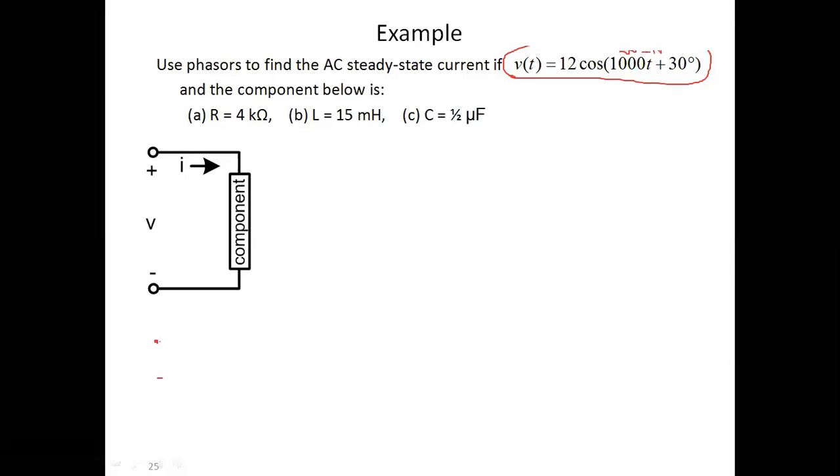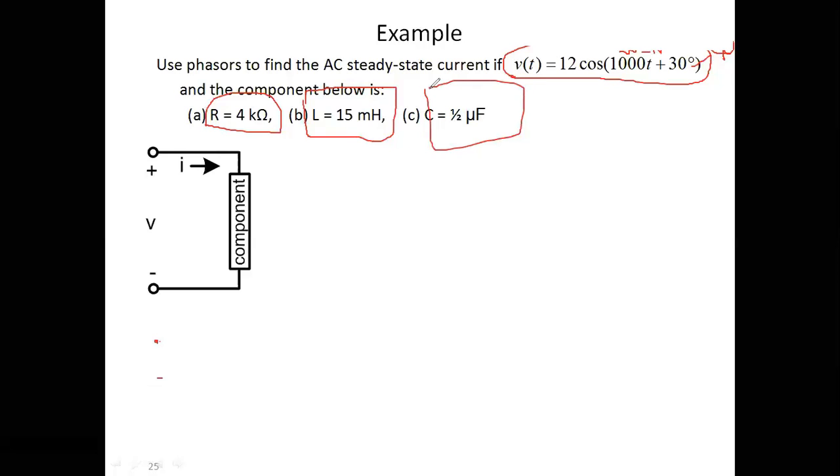So pay attention, that's the first thing you want to pay attention to. ω will be equal to 1000 here, plus 30. This is going to be our phi, that our phi will be equal to 30, as you can see here. So if voltage is equal to 12 cos(1000t + 30), and the component below is either R equal to 4 kilo ohms for the A part of the question, or the component is an inductor of L equal to 15 millihenry, or a capacitor of 1 over 2 microfarad.